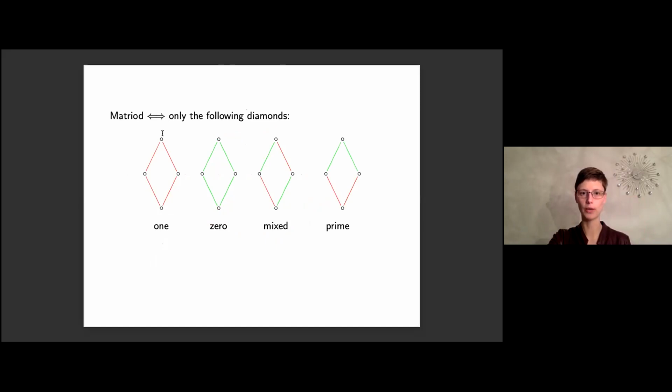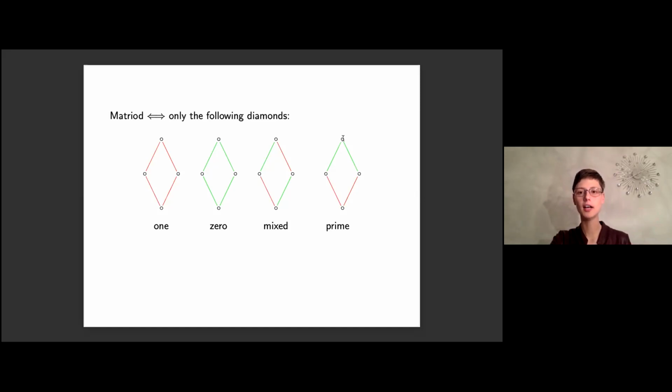So it can either be all red, so that's like something of rank 2. It can be all green, so we basically have 2 loops in the middle. It can be mixed, so something of rank going up by 1 and another stays the same. Or you can have a prime, so you have 2 things taking the rank up, but if you take the union of that, the rank stays the same. And this actually completely defines the rank function of a matroid.